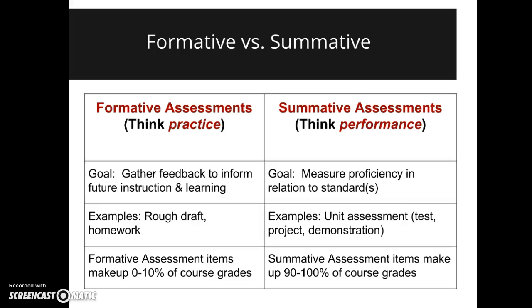So teachers will communicate to students and parents via their course syllabi about the actual weighting of formative and summative items. But again, formative items can be anywhere from 0 to 10% of a course grade, where summative assessment items will make up the bulk, 90, and in some cases up to 100% of the course grade.